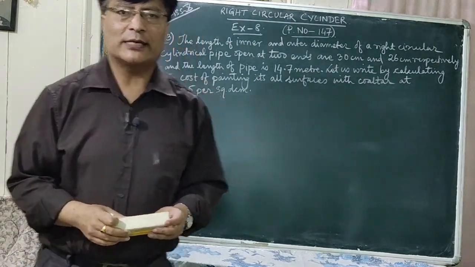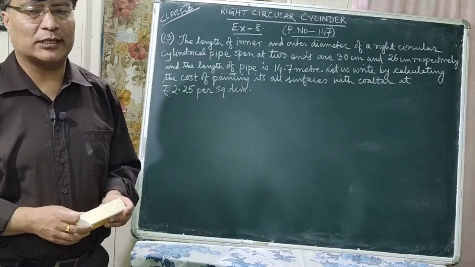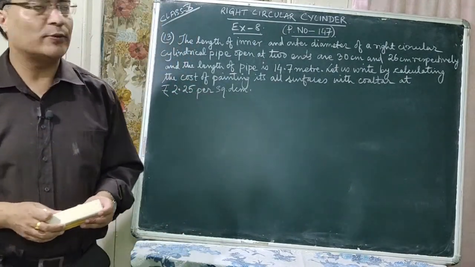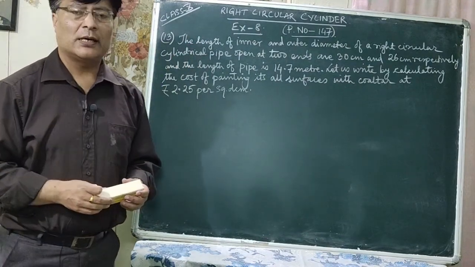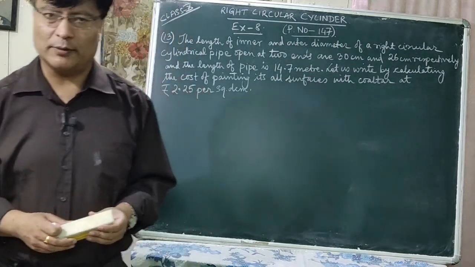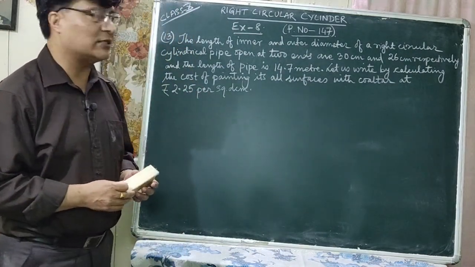So now I'm doing class for class 10. The topic is right circular cylinder. In the last online class also we were doing the same topic, that is right circular cylinder, and in that online class we did some problems. So today we'll do more problems on this chapter, that is right circular cylinder.